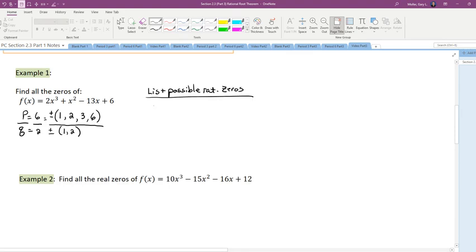So our P over Q's are going to equal positive or negative. Make a list. 1 over 1, 1 over 2, 2 over 1, 2 over 2, 2 over 2 is 1, we already have that on the list, 3 over 1, 3 over 2, 6 over 1, 6 over 2 is 3, it's already on the list. So we went from testing an infinite number of numbers to 1, 2, 3, 4, 5, 6, 12 because of the positive and the negative. So still not ideal, but better than checking indefinitely.